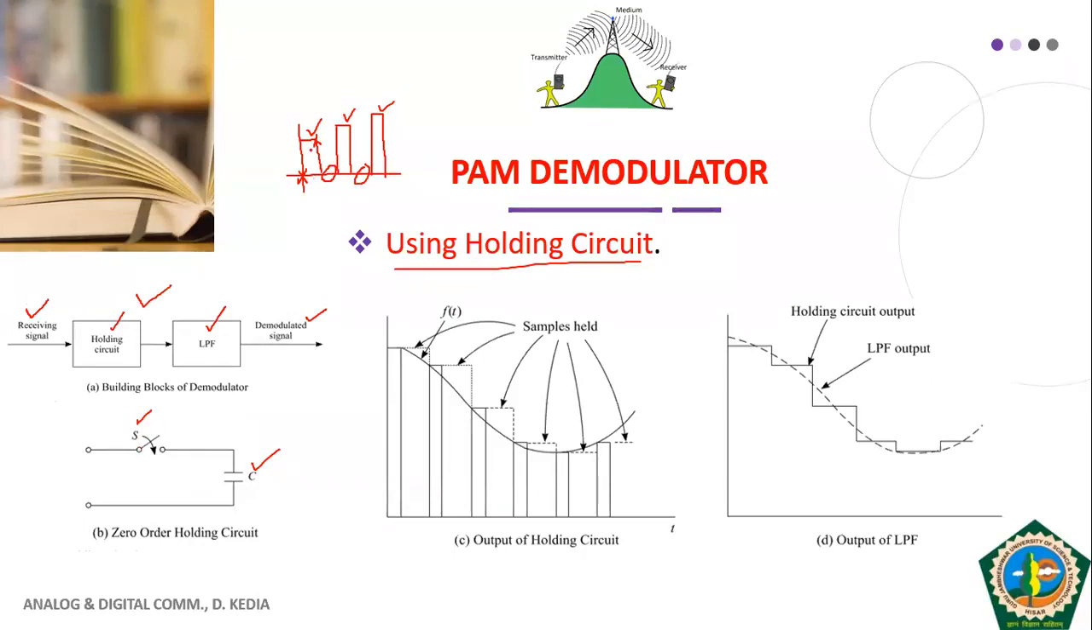And then when the pulse period ends, we open up the switch. When we open up the switch, the capacitor has charged itself to the amplitude of the pulse, and even though there is no pulse in between and the switch is open, the capacitor will hold the value of the amplitude of the pulse. Okay, that's why we call it a holding circuit.